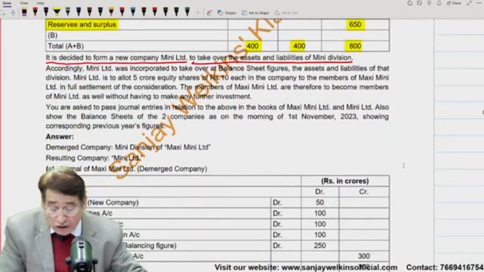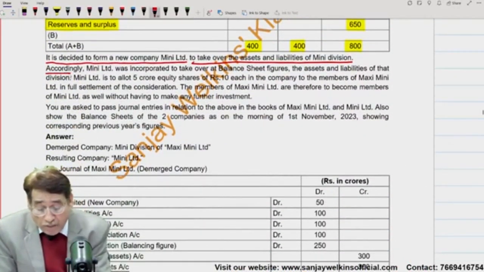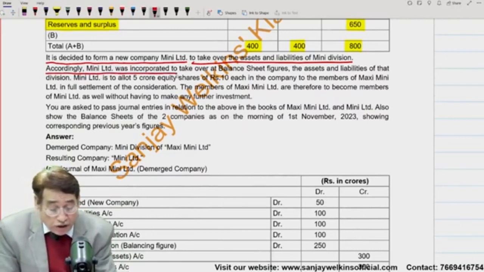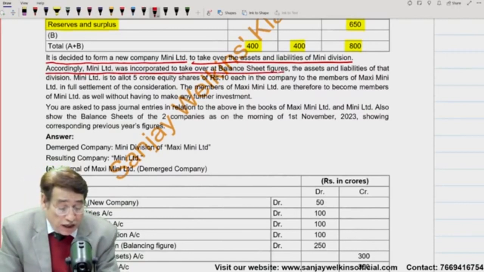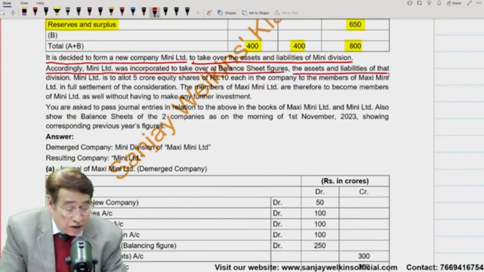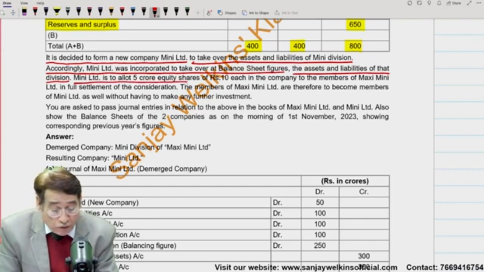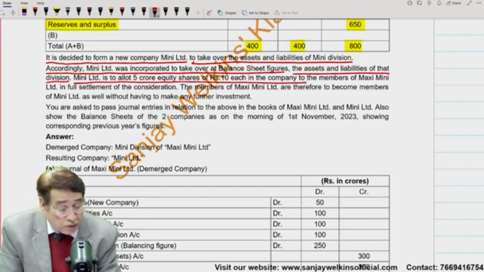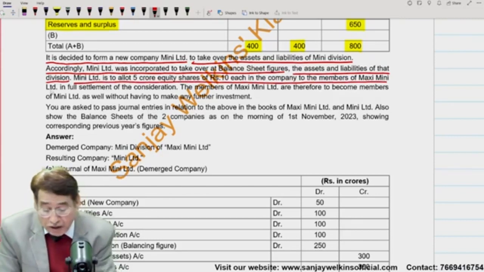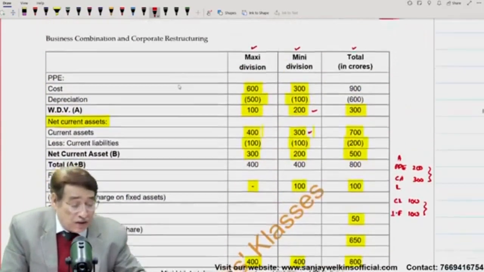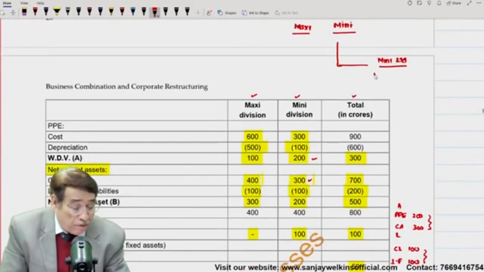Further, it is given in the question, accordingly, Mini Limited was incorporated to take over the balance sheet figure, the assets and liabilities of that division. Fine. Mini Limited is to allot 5 crore equity shares of 10 each to the members of Maxi Mini Limited in settlement of the consideration. So purchase consideration is actually 5 crores.